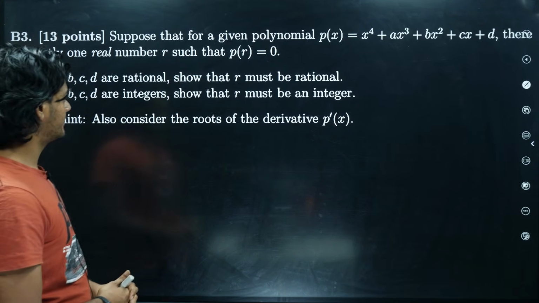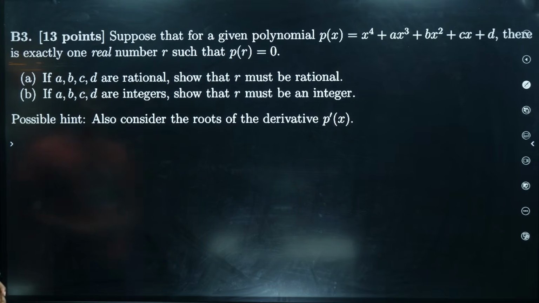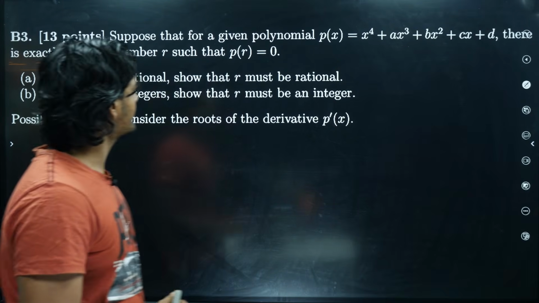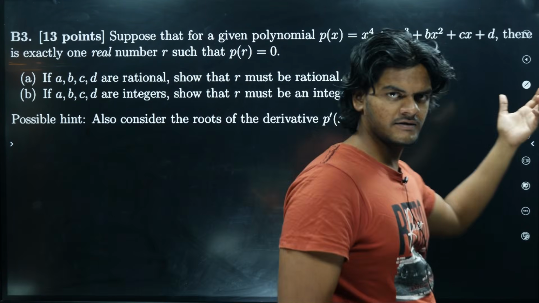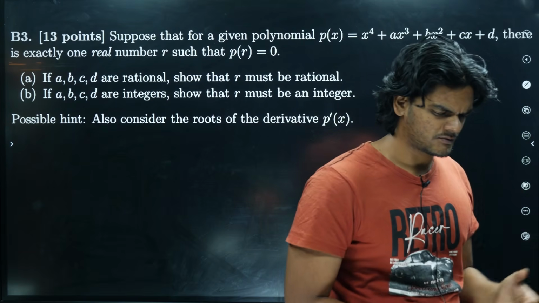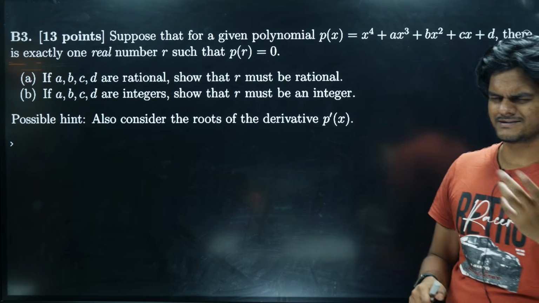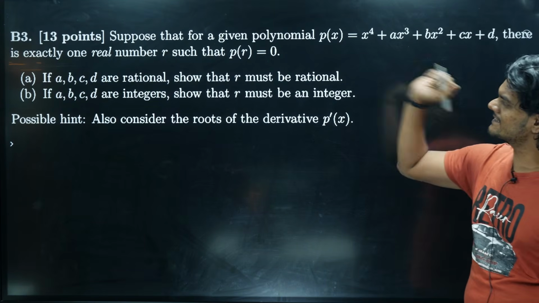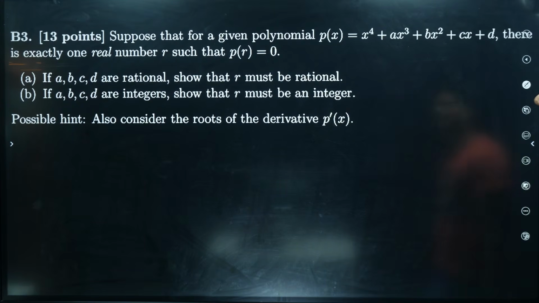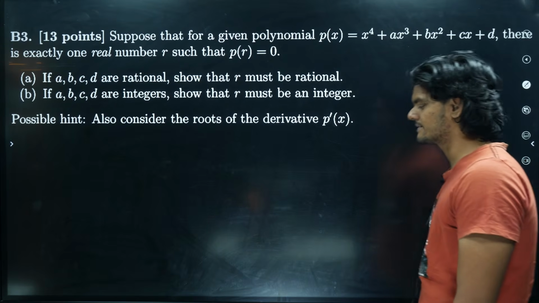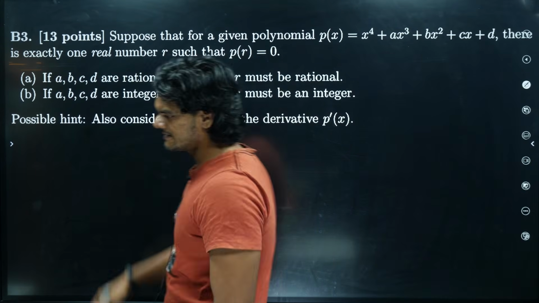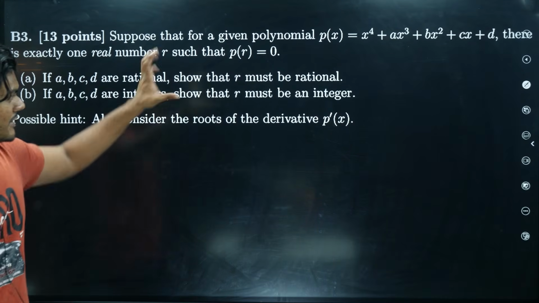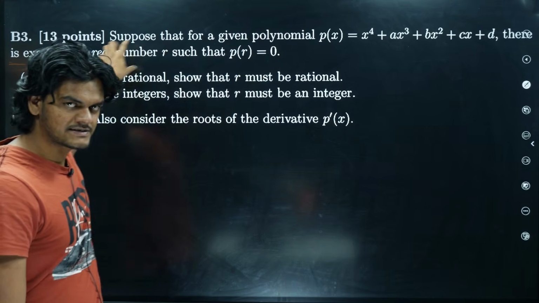Okay, I hope you have tried it. Suppose that for a given polynomial, which is biquadratic or quartic, what is it? Let me know in the comments. So there is exactly one real number r such that p of r is equal to 0. And we'll see the rest of the questions. But the important thing lies in the first statement itself.